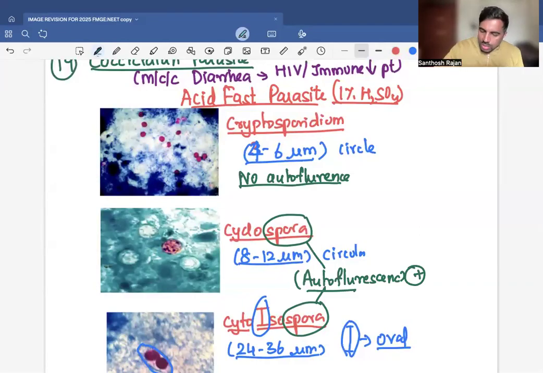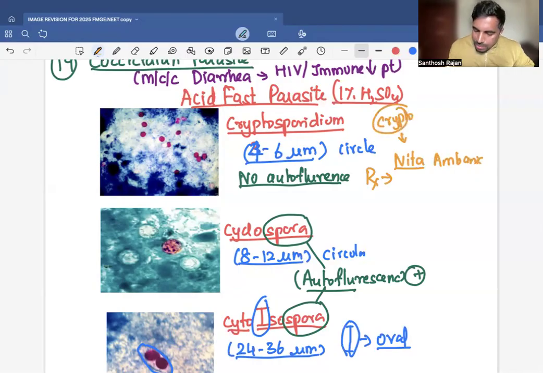Now, treatment is very, very important here. You already know that whenever we talk about cryptosporidium, we talk about Nita Ambani, right? They are the rich people, cryptocurrency people. Whenever someone is talking about cryptocurrency, automatically Nita will come. So Nitazoxanide is a drug of choice.